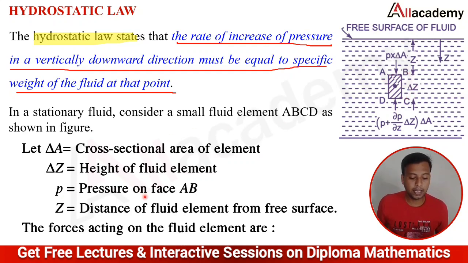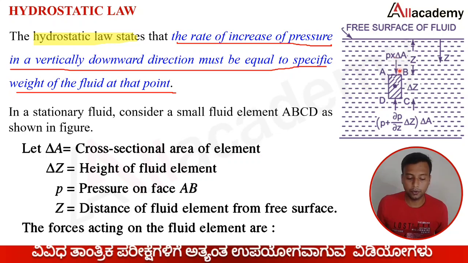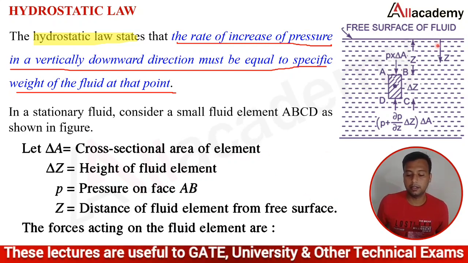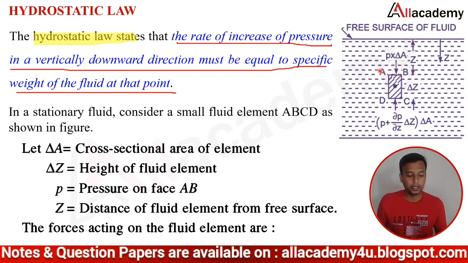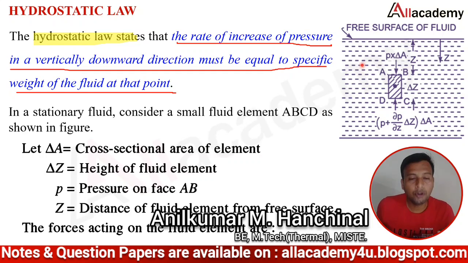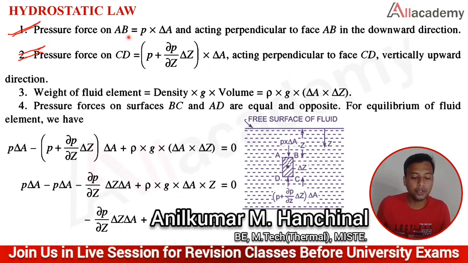Now P is the pressure on face AB. So this is a pressure force. P is the pressure on AB, and z is the distance of the element from the free surface. You can see this z is the distance from the free surface of the liquid. Now the forces acting on this element are, one, the pressure force on AB.